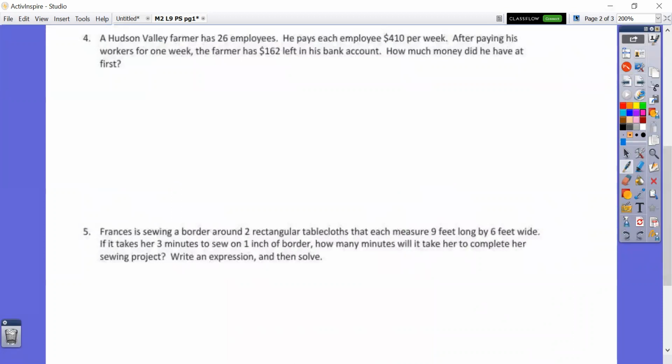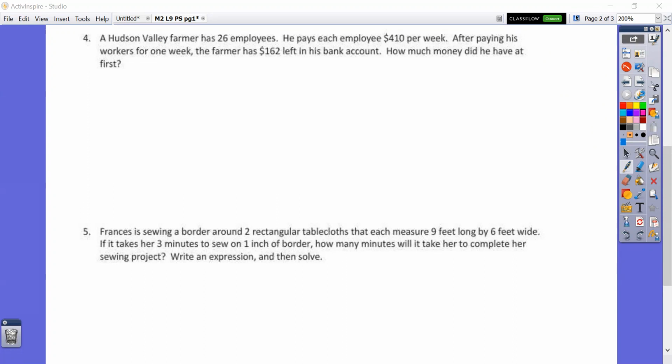All right, so a Hudson Valley farmer has 26 employees. He pays each employee $410 per week. After paying his workers for 1 week, the farmer had $162 left in his bank account. How much money did he have at first? So we kind of have to think backwards.